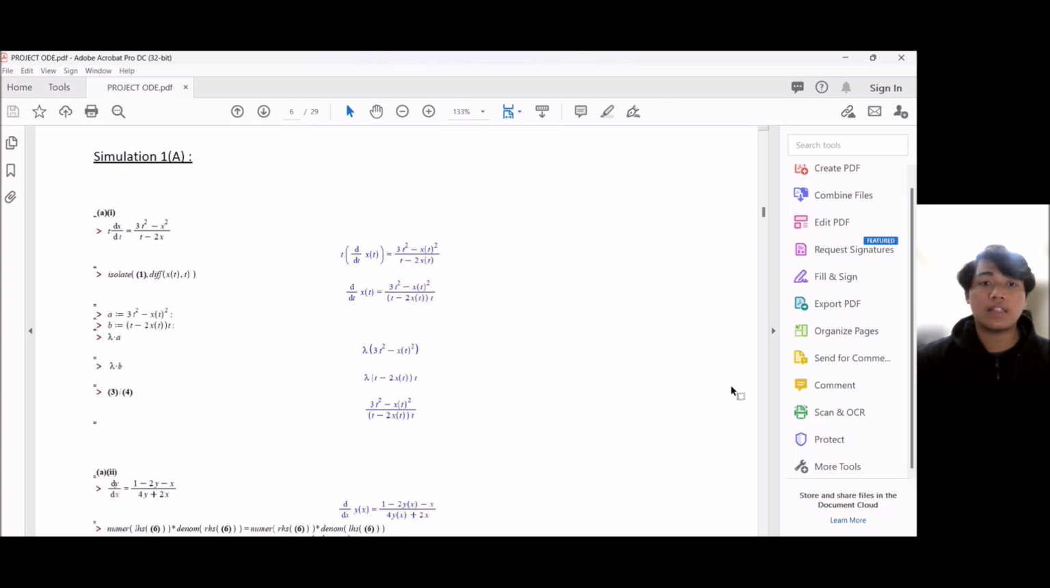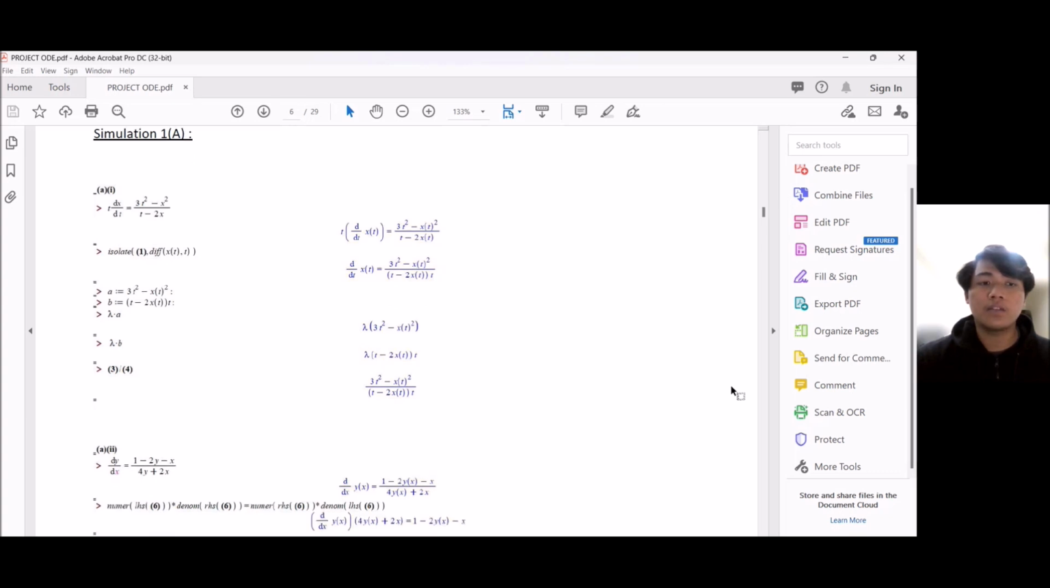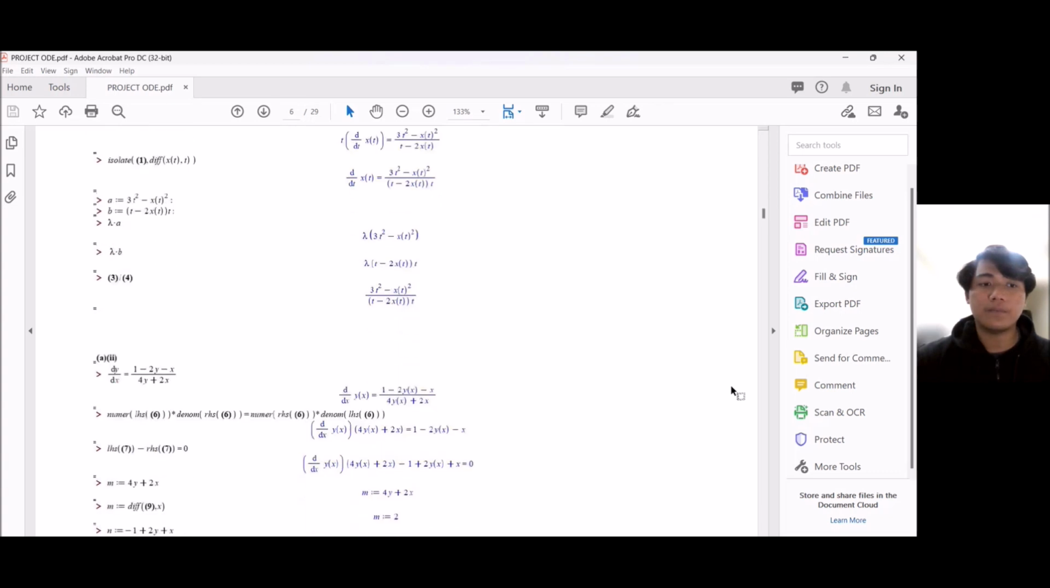So it will be lambda dx over lambda dt equal to lambda multiplied by (3t power of 2 minus x power of 2) divided by lambda (t minus 2x) multiplied by t. So the final answer will be dy over dx equal to (3t power of 2 minus x power of 2) over (t minus 2x) multiplied by t. This will be the same as the question.